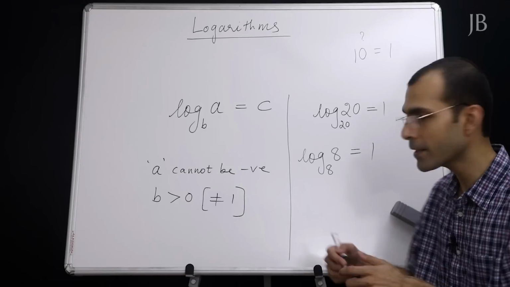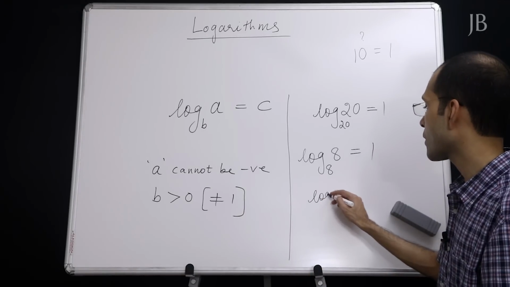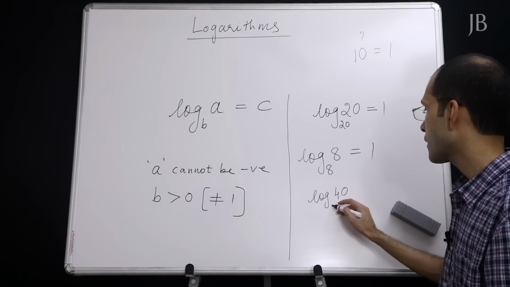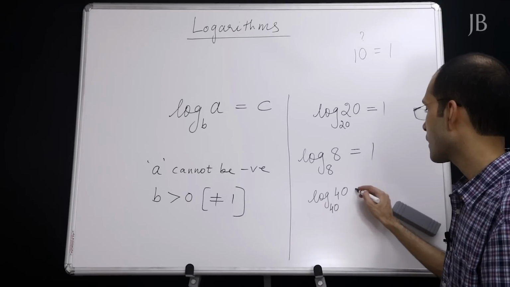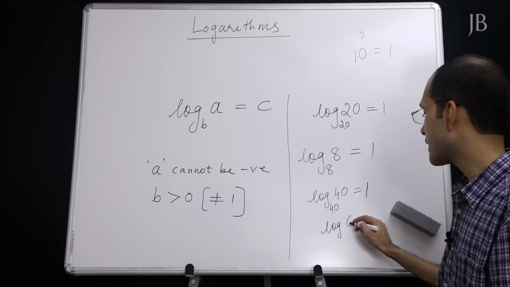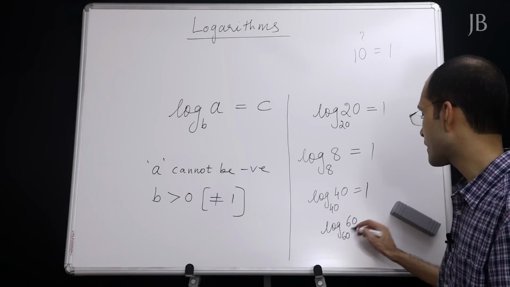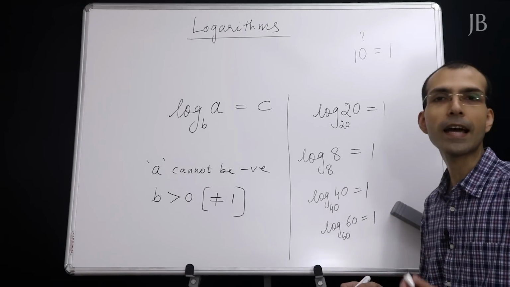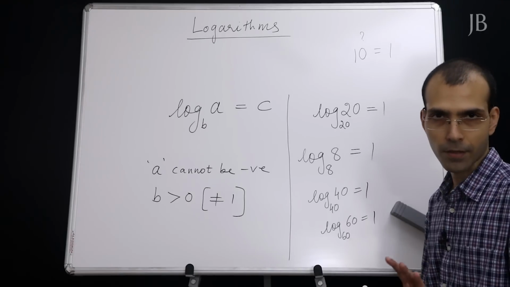So log 40 to the base 40 is 1. Log 60 to the base 60 is 1, and so on. Comfortable with this?